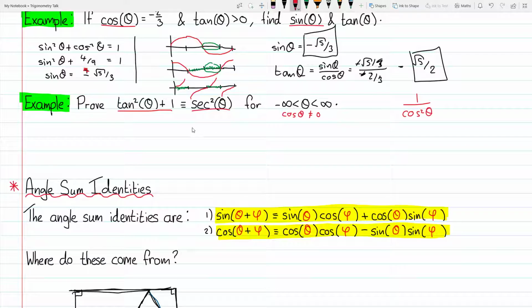But I digress. So with this proof question, we want to pick a side and then manipulate it into the other side. So I like to pick the most complicated looking side. So this is the left-hand side, so I'll abbreviate to LHS. And this is tan squared of theta plus 1. Well, tan squared is simply sine over cosine all squared, which is exactly sine squared over cos squared.